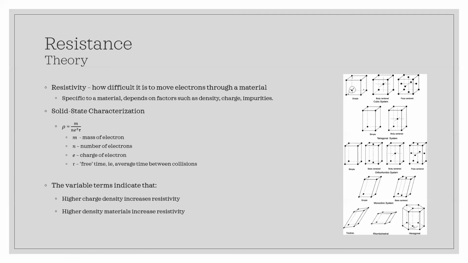And now the charge density refers to charges that are not moving in this case. So if you have ions in there, like doped materials, which will come up when we talk about diodes later on, this can change the resistance of the material.